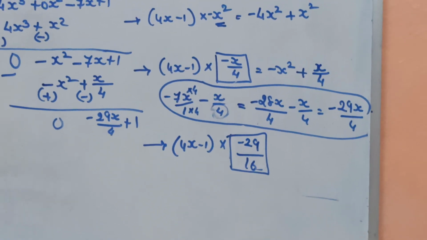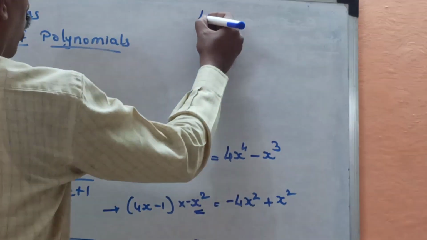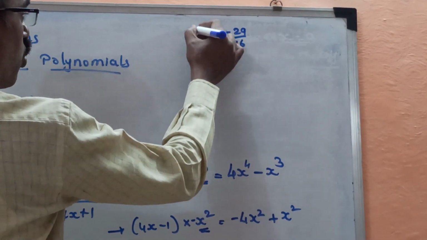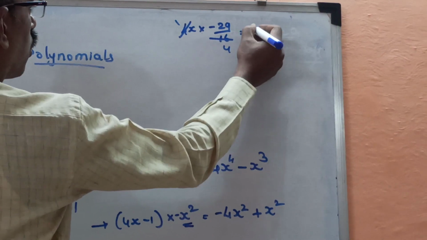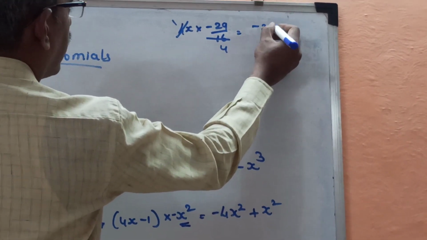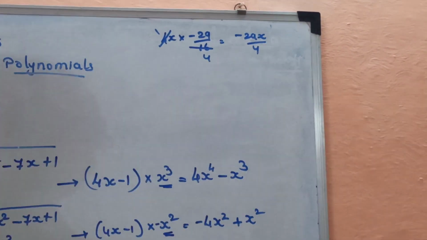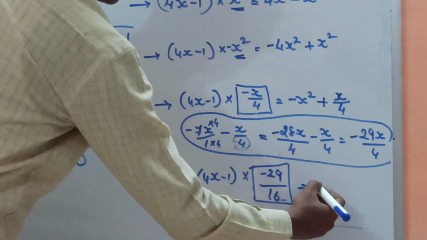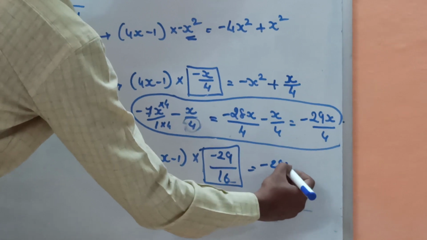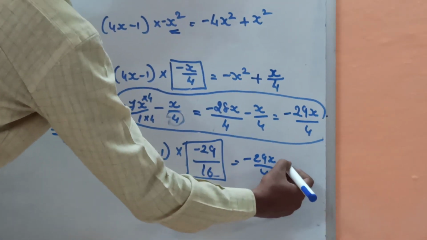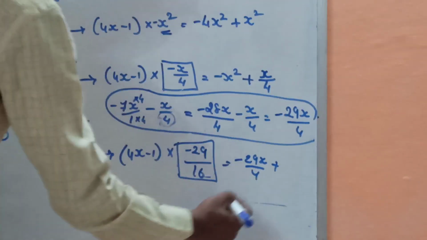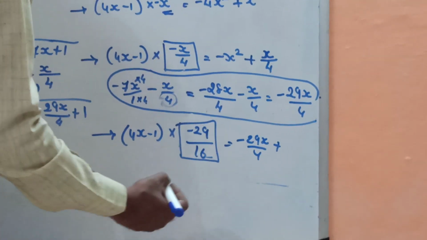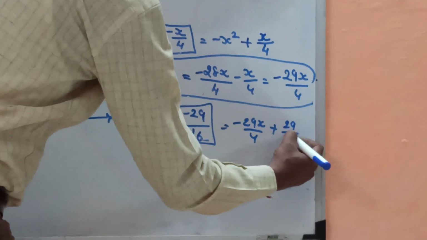Minus 29 upon 16. So what we are going to do? I'll show it in the rough column over here. 4x multiplied by minus 29 upon 16. So 4 ones are 4, 4 fours are 16. So what answer am I getting? Minus 29x upon 4. So that's what we are going to write. Minus 29x upon 4 plus, minus into minus will become plus. 29 into 1 is 29. So plus 29 upon 16.